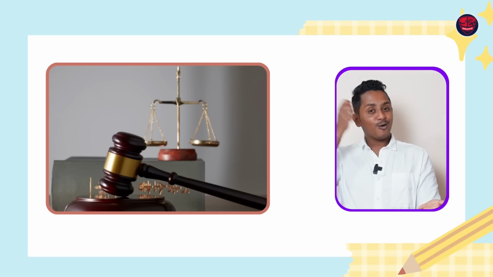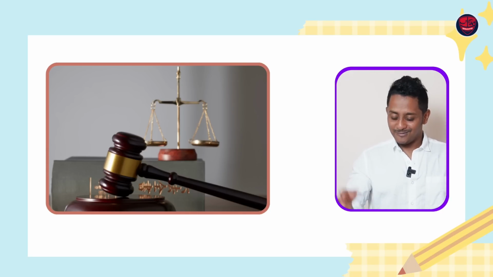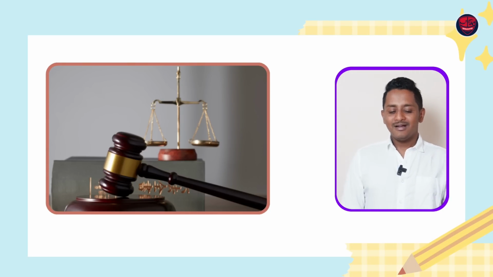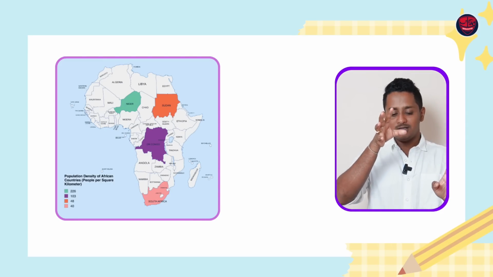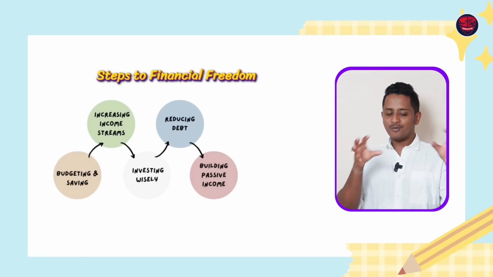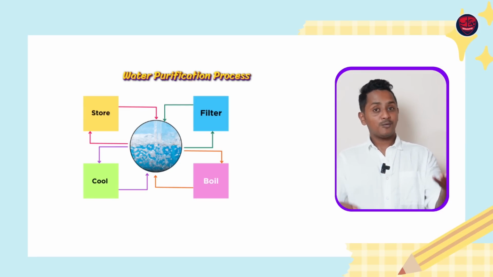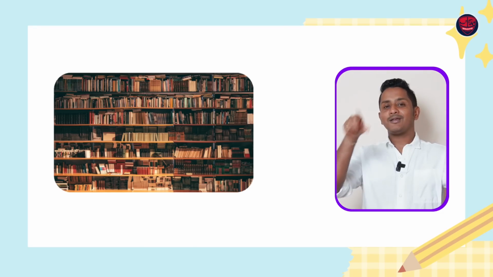Or it could be something like a law and order image, where it talks about if justice is served, what are you going to talk about? Definitely we have a formula I'll unveil in just a while. And something like this, a map can come, population density of African countries, Niger, Sudan, Democratic Republic of Congo. It's not Dr. Congo, by the way. Or steps to financial freedom. A process can come, water purification process. A process can come, consumer experience journey. Or a library picture. So basically we're talking about those images which are a little tricky, a little difficult to cope with and speak fluently about.